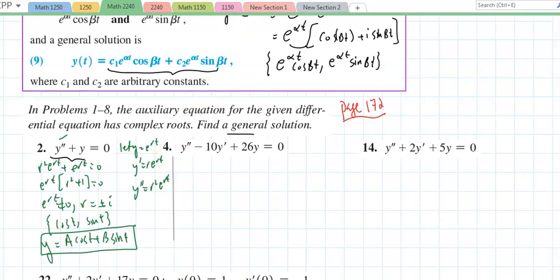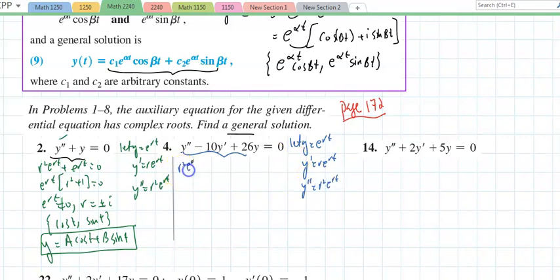So, nothing new really. Same thing. Second order linear differential equation with constant coefficients. That's important. What if we don't have constant coefficients? That's coming up. That's a different chapter. And hopefully we're getting the hang of this.